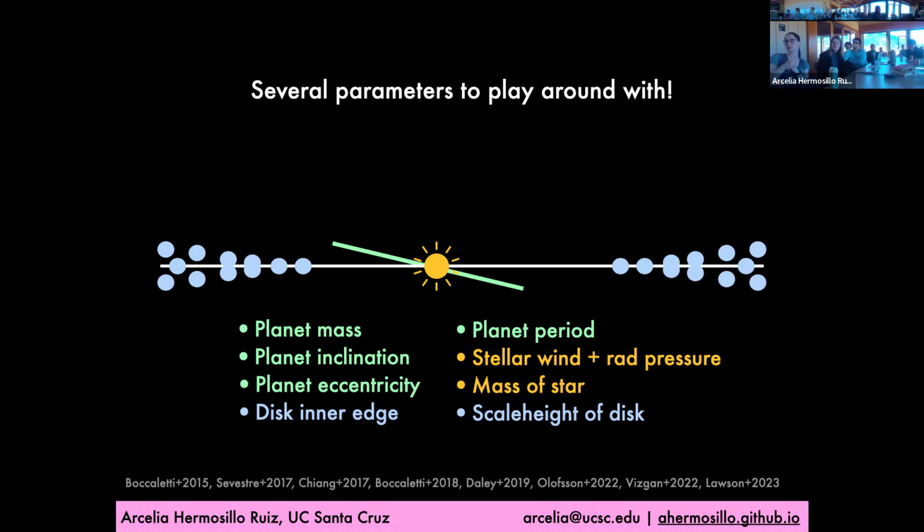The disk inner edge, the stellar wind force, so how large is it? The mass of the star is mostly constrained. And then the scale height of the disk, which is the parameter that I plug into my code to say, once the particles are above this height, then the stellar wind pushes them out.